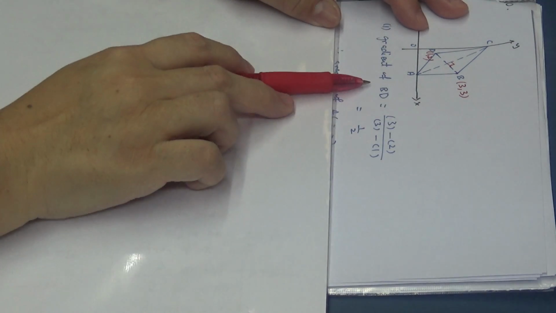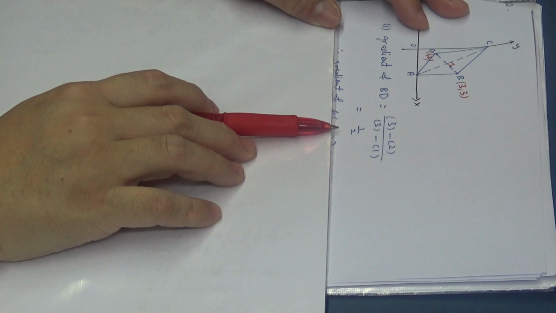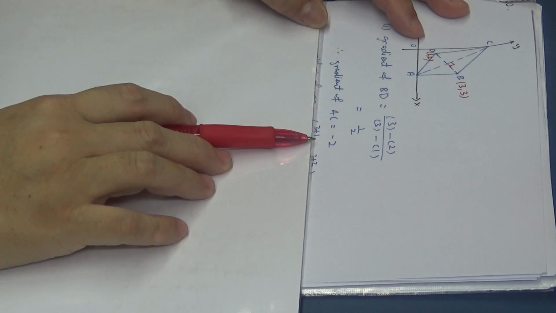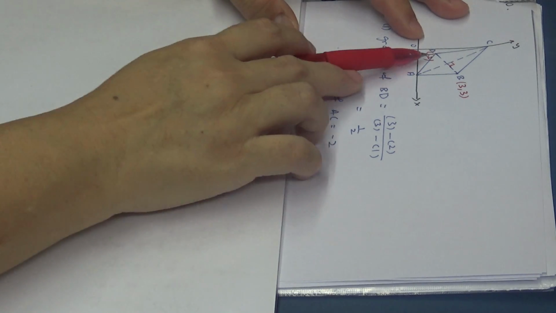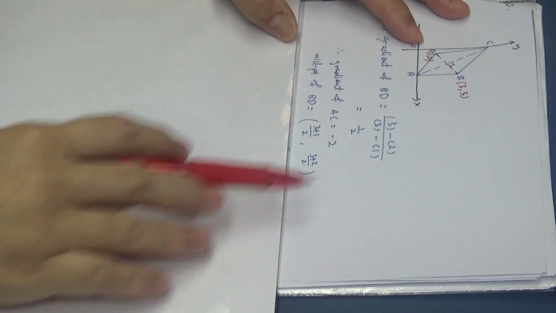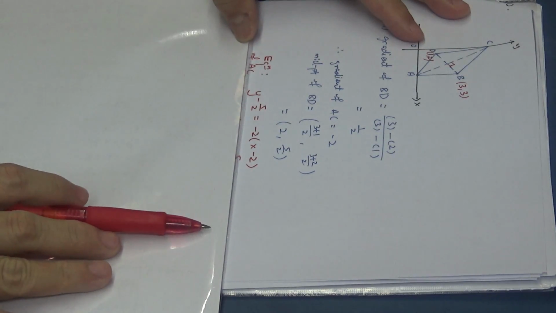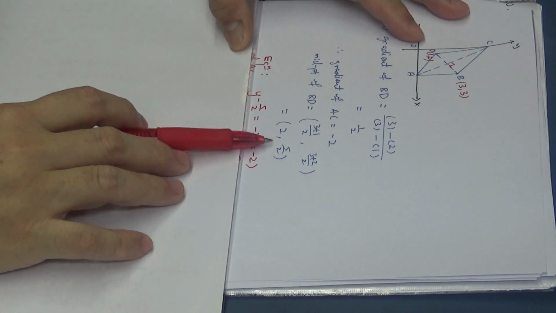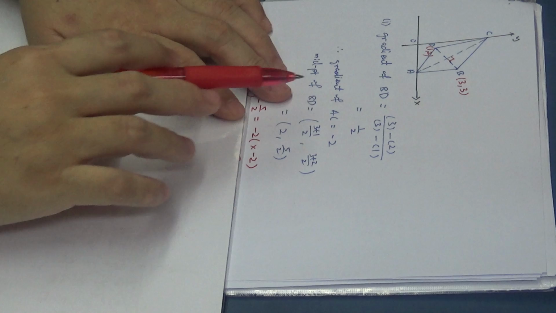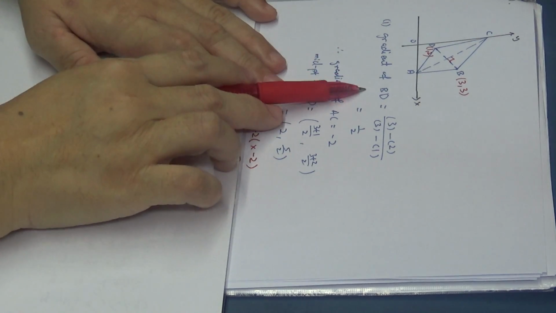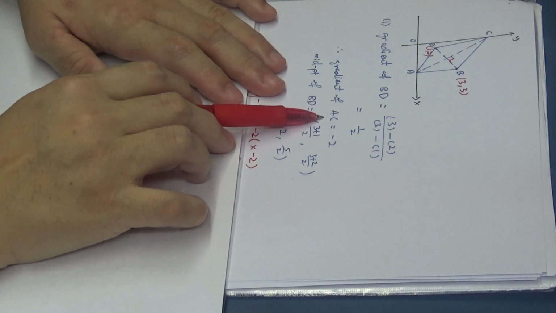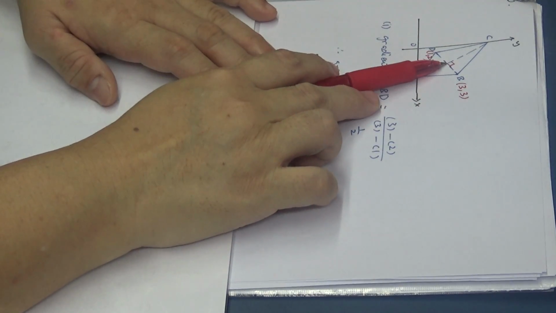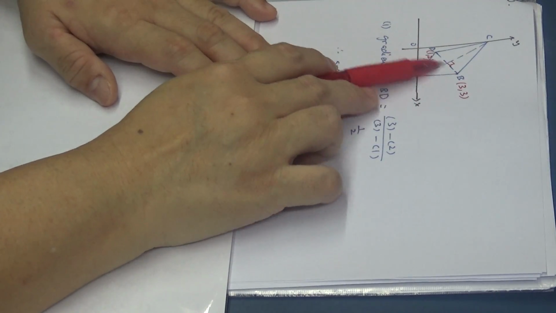First of all, we find the gradient of BD, which is half. And since AC is perpendicular, we can get it as negative 2. Then the midpoint of BD will be the same as the midpoint of AC. So let me just repeat. The gradient of BD is this, the gradient of AC is this. Because AC passes through the center, it bisects, so it must pass through the midpoint of BD.